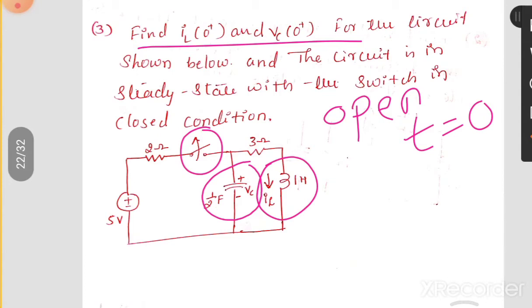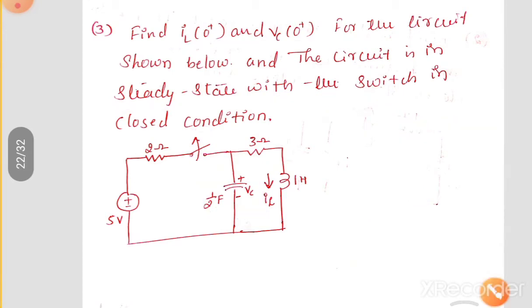Then what was it earlier? What was it just before that switching action? Before opening, what was the case? It was closed. The switch was closed. And they have said the circuit is in steady state, means for a long time the switch was closed. Then what we have to do is apply final value conditions for this.